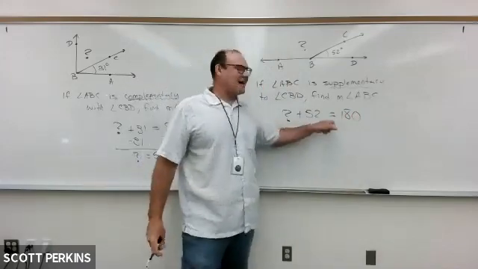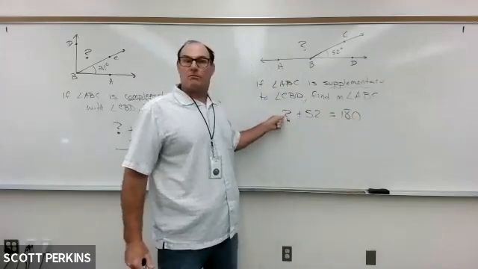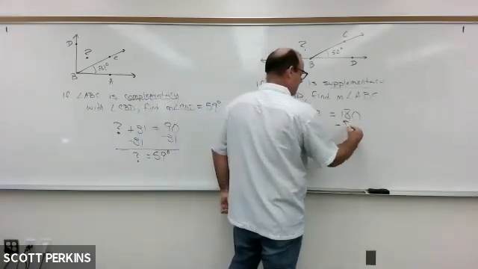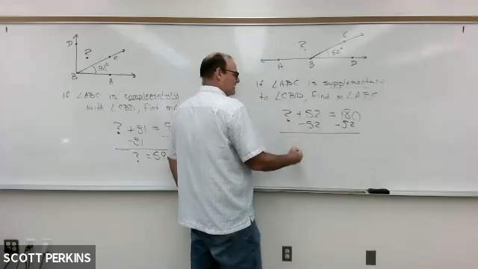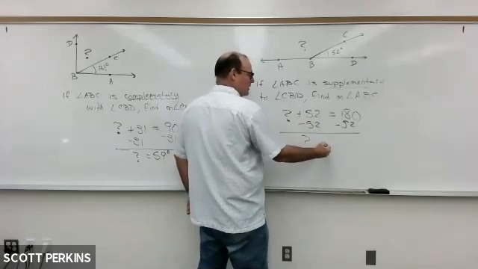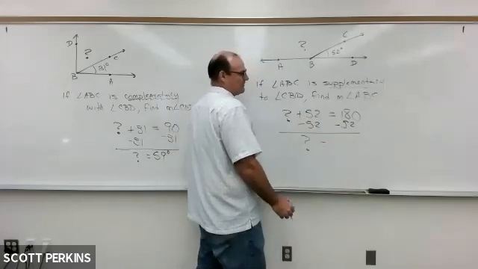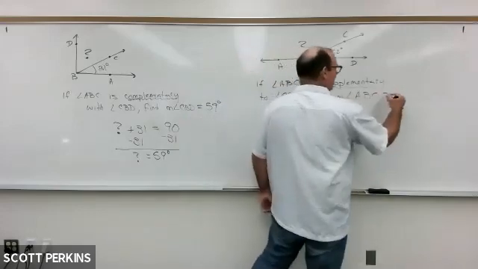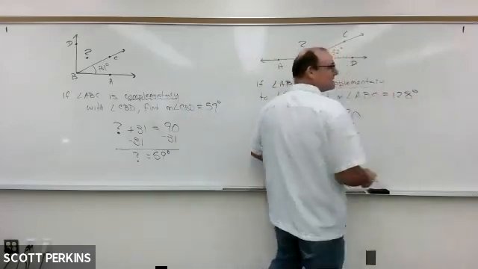What do I do to both sides to figure out the angle that I don't know? Subtract, yes, you just do the reverse. And so when I do that, I get that the angle that I don't know is 180 minus 52. I think that's 128 degrees. So that's the measure of angle ABC.